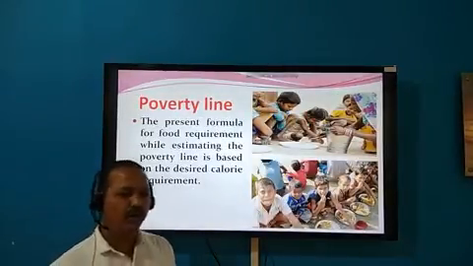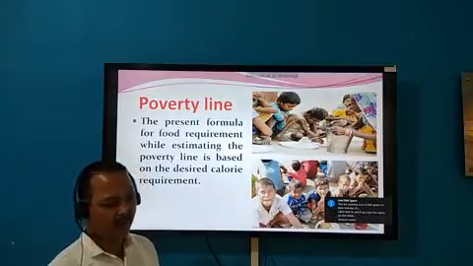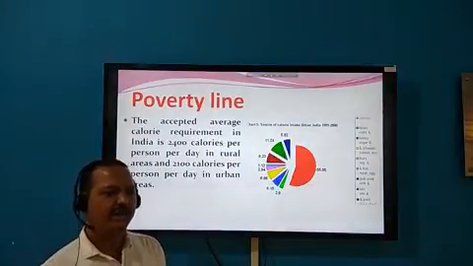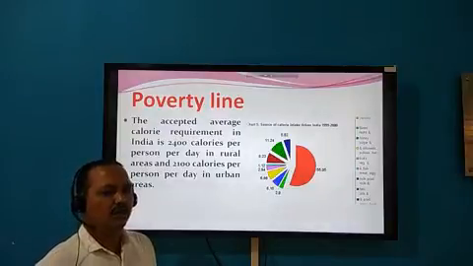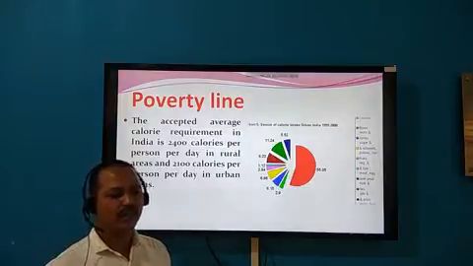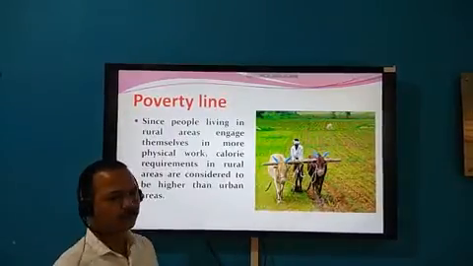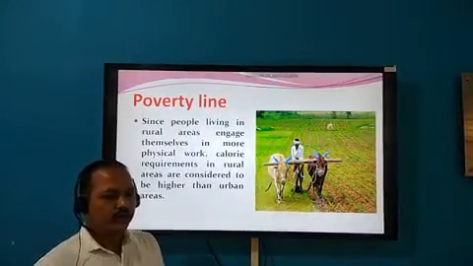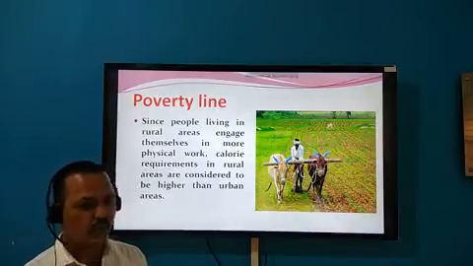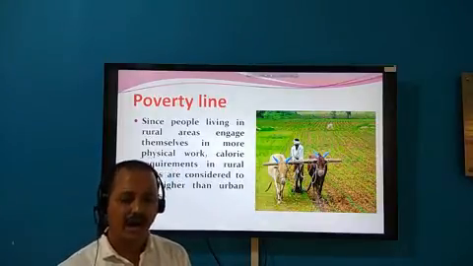The present formula for food requirement while estimating poverty line is based on desired calorie requirement. The accepted average calorie requirement in India is 2400 calories per person per day in rural areas and 2100 calories per person in urban areas. Since people living in rural areas engage themselves in more physical work, that's why calorie requirement in rural areas is considered to be higher than urban areas.